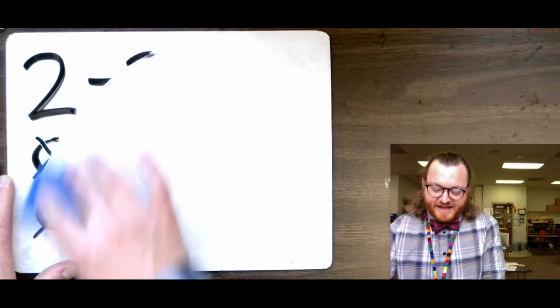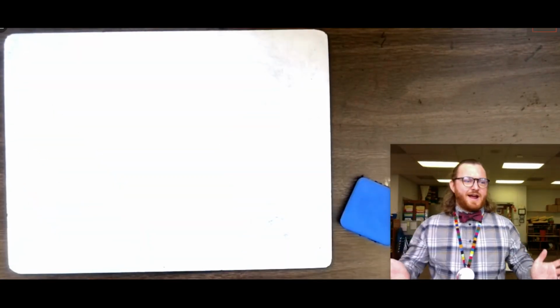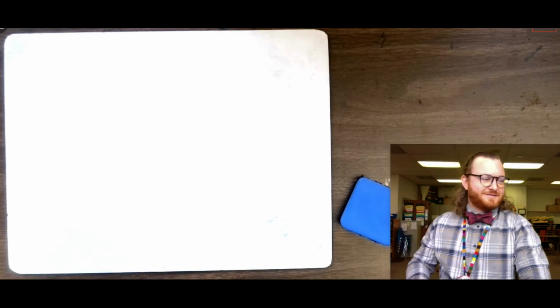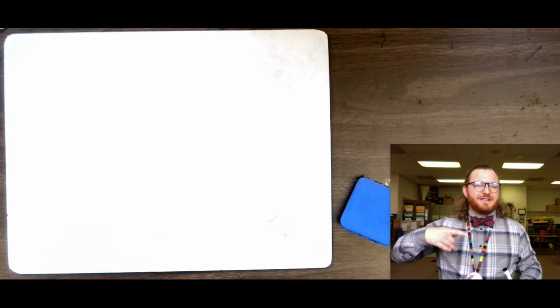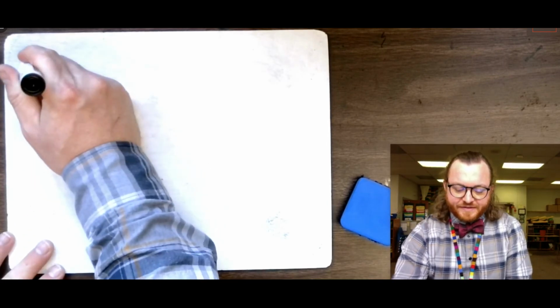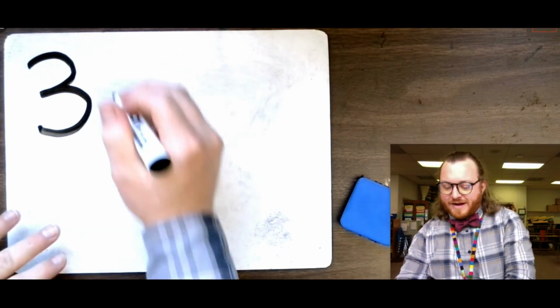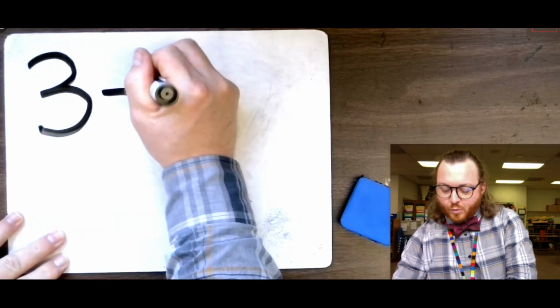Erase your board in 5, 4, 3, 2, and 1. All right. Let's do another one. We're going to make this next one a little bit harder, okay? We're going to start with 3 as our whole amount, and then we're going to take away some. Why don't we take away 1 to start with?